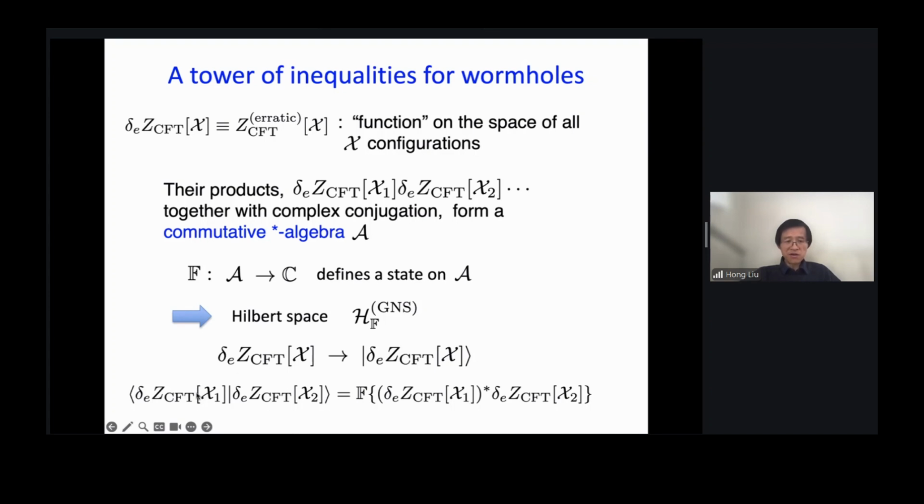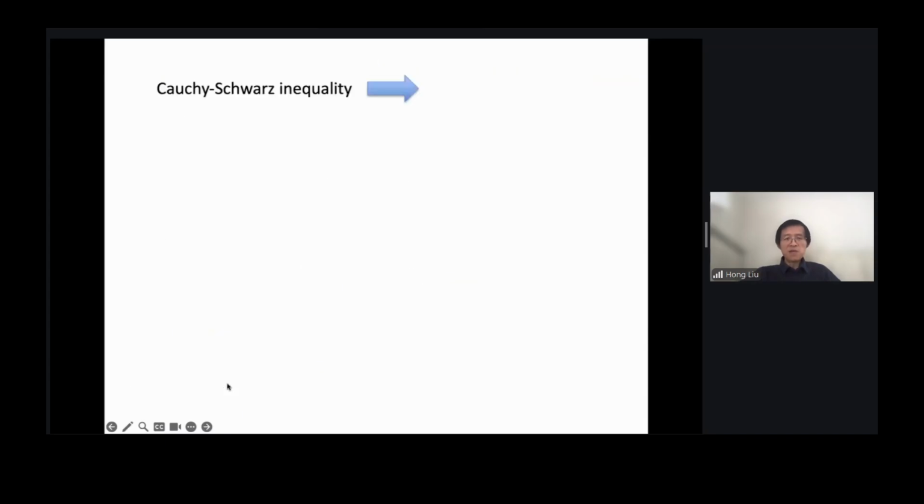So this gives a Hilbert space structure for the space of these functions. This is a well-defined Hilbert space because this F has the property which I mentioned earlier, that F maps positive quantities to positive quantities. So this is a well-defined Hilbert space with a well-defined inner product. And in particular, there's a Cauchy-Schwarz inequality between the inner products of your states.